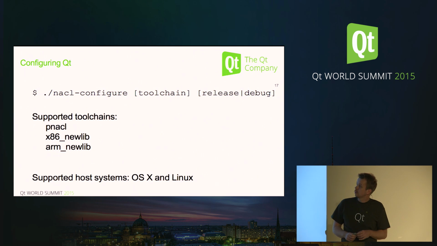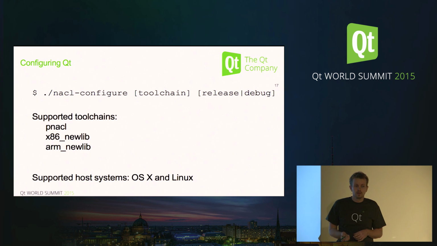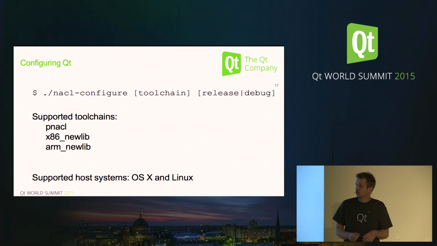So configuring Qt. There's a native client configure script, which will set up the Qt build for you. You pass one of the toolchains, either the portable native client toolchain or one of the native client toolchains. The reason for using one of the native client toolchains is that they can be easier to work with. They are faster. You avoid the translation step that the portable native client toolchain has.